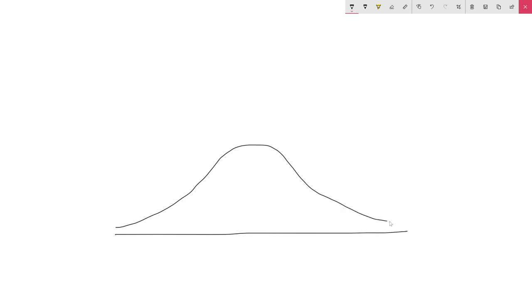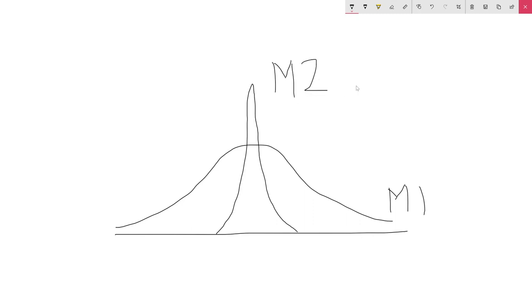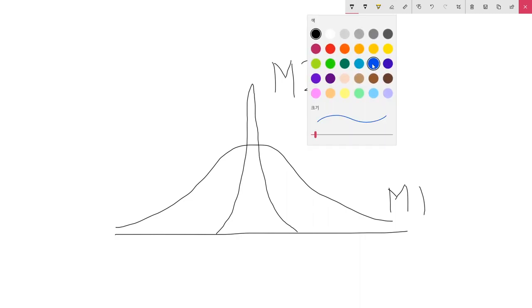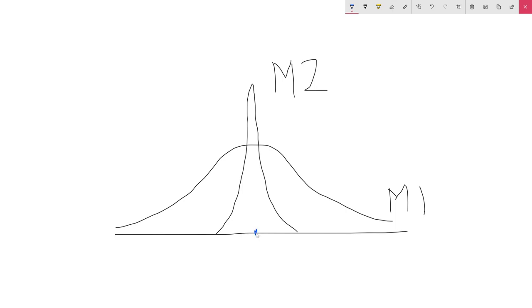Here, this is model one and this is model 2. Suppose the realized value is here. Both of these two predictive distributions have the same mean, right? However, the density is different again. So in terms of average, in terms of mean, model 1 and model 2 are the same, but in terms of density at the mean it is different.